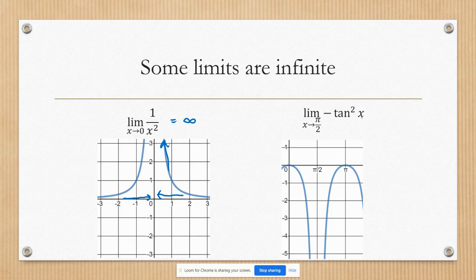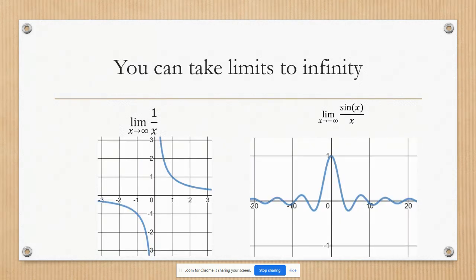Similarly, for this graph of negative tangent squared of x, as x approaches pi over 2 from the negative direction, it is going down to negative infinity. As x approaches pi over 2 in the positive direction, it is going down to negative infinity. Since those are the same kinds of infinity, we say that limit is negative infinity.